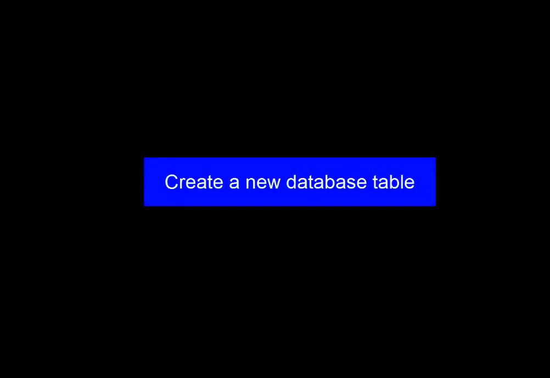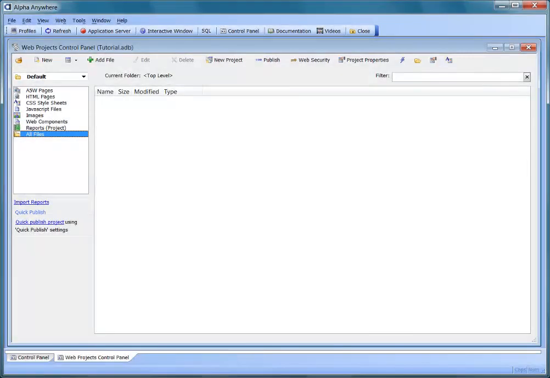Create a new database table. To create this application, we begin by running Alpha Anywhere. We are now viewing the Web Projects control panel. To start, we will need a table and a database to hold our data. Rather than use a pre-built database, we will create the database and the first data table in it ourselves.